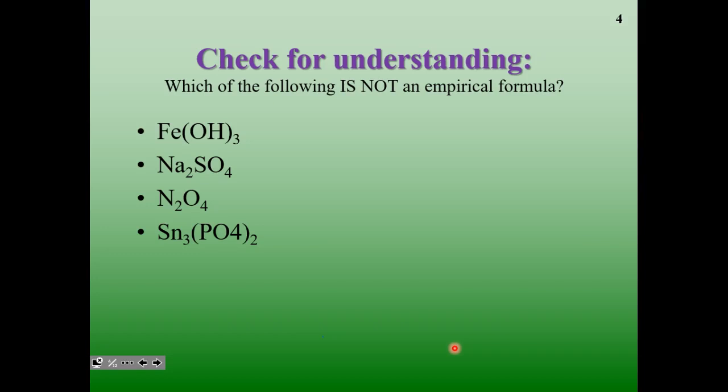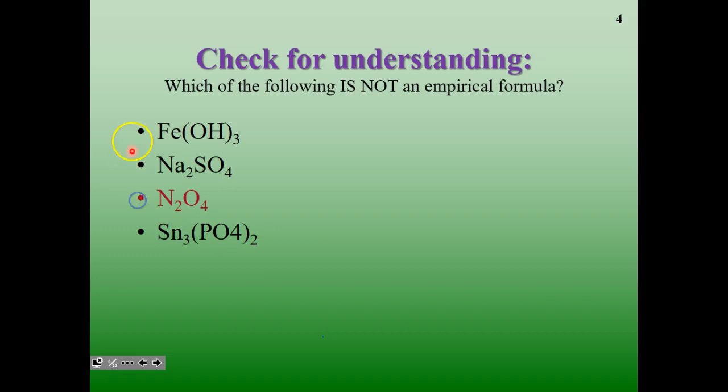Okay, so hopefully you've considered and you came up with N2O4, which happens to be the example that I just gave. But dinitrogen tetraoxide is a molecular formula, right? Because the ratio of atoms is 2 to 4, which is not the smallest whole number ratio, so it's a molecular formula.